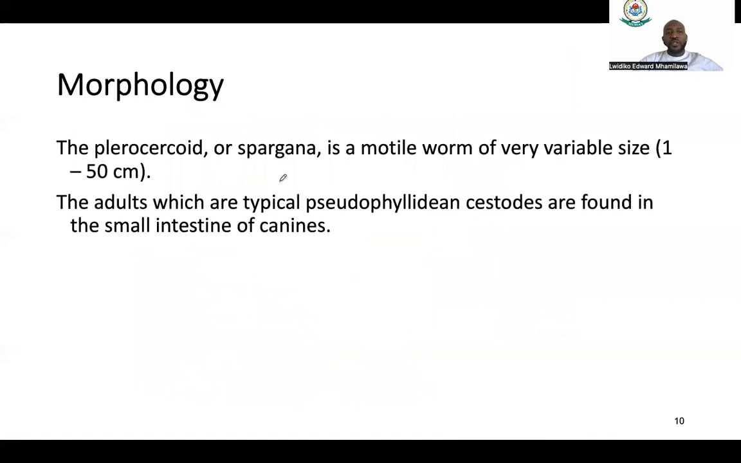Okay. So the plerocercoid, which is a stage after the procercoid, is a motile worm, which has variable size and can be as long as 50 centimeters. And the adults, which are typical of the pseudophyllidean cestodes, are usually found in the small intestines of the canines. Now, remember this, when you're talking about this stage, the adults are usually found in the small intestines of the canines.